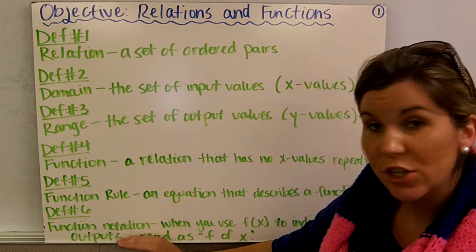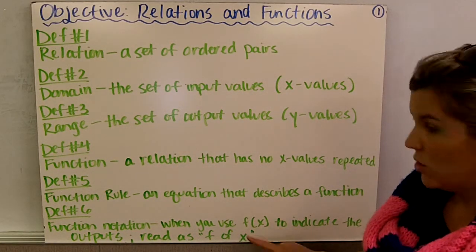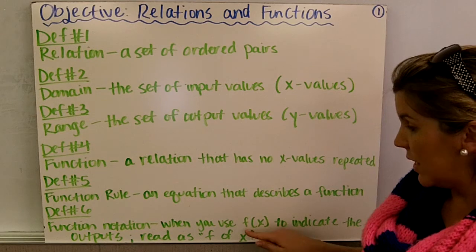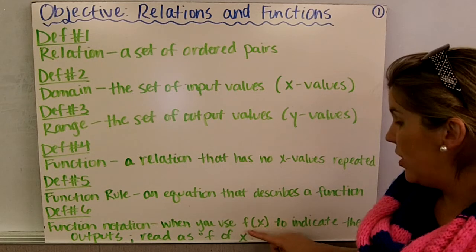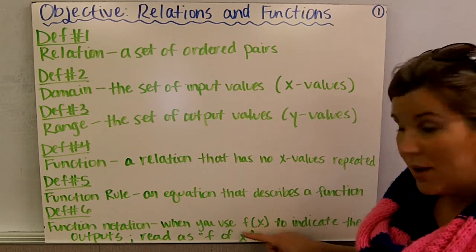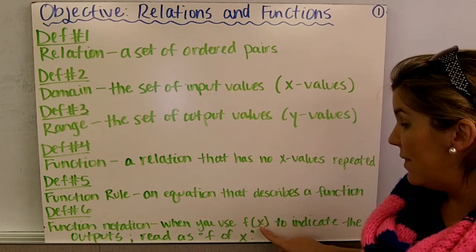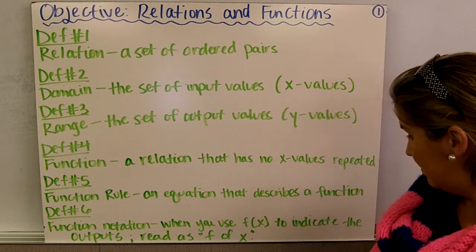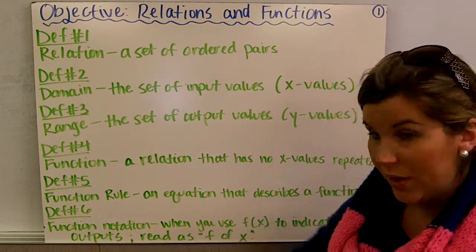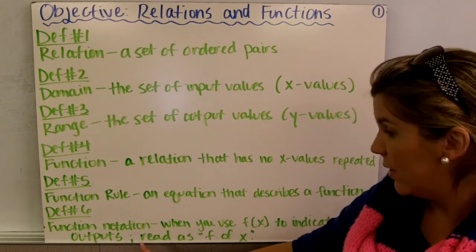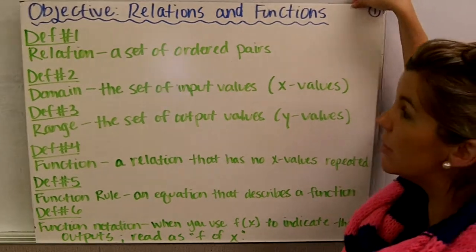Definition number 6, function notation. This is a way to write a function. When you use f of x or f of some variable, it could be two different variables. So it could be g of x, g of h, f of y. F of x represents the output, and the inside represents the input. The inside portion is the input. We read this as f of x, and you'll see several examples.